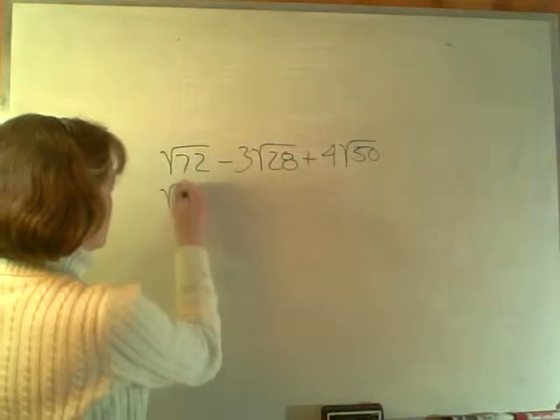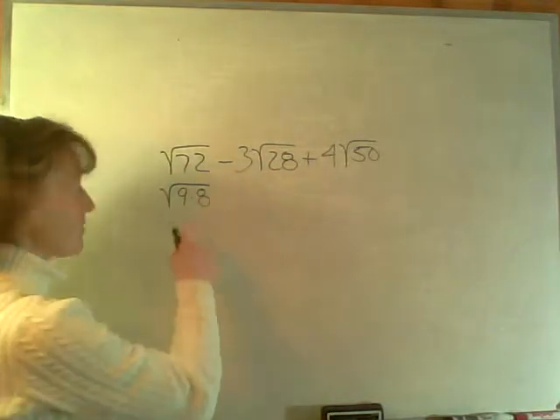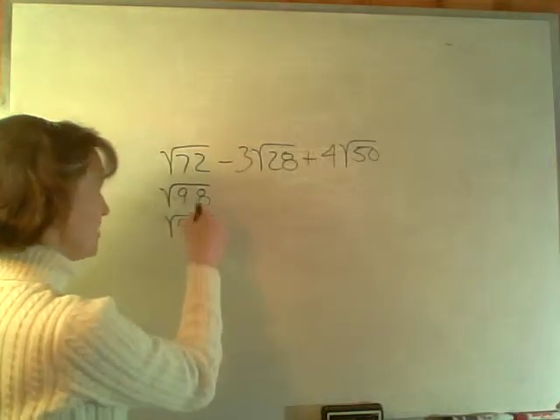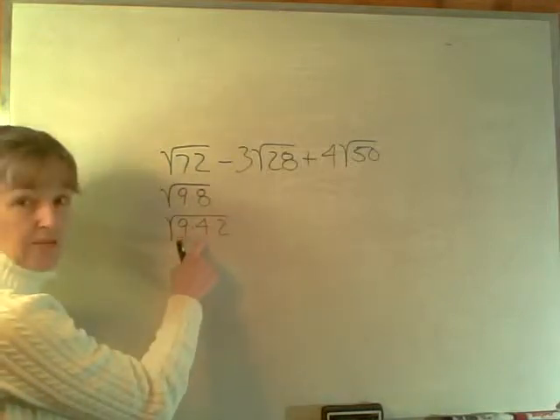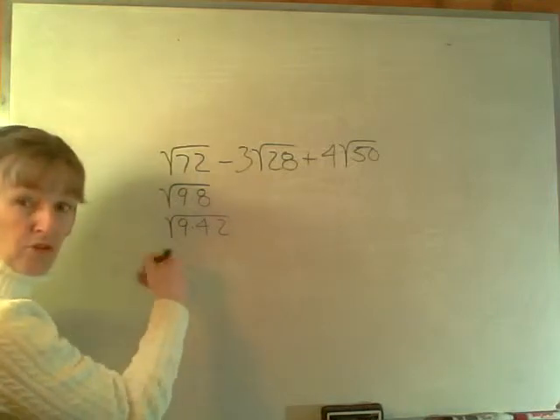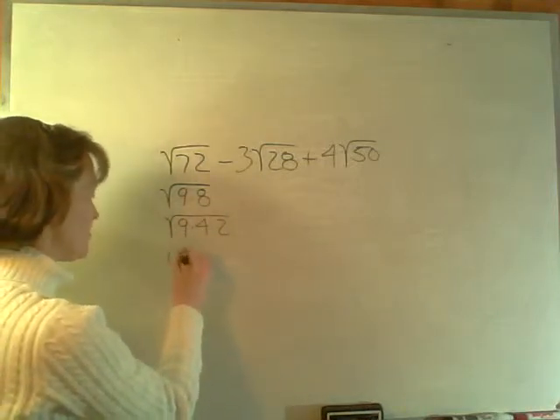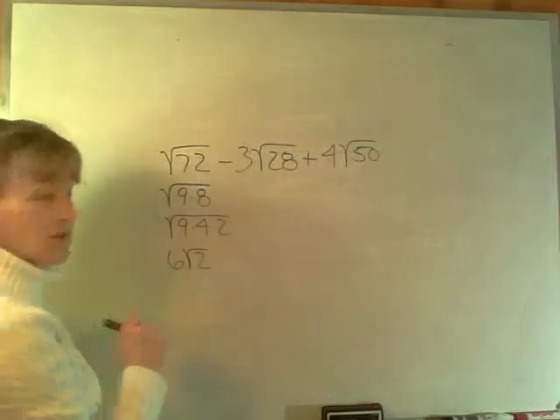The square root of 72 is the square root of 9 times 8. Well, I can take the square root of 9, and in fact, this is the square root of 9 times, and 8 is 4 times 2. So you see, I can take the square root of 9 and 4. The square root of 9 is 3, the square root of 4 is 2. Remember that you're multiplying, so 3 times 2 is 6. So I've got 6, and then the square root of 2 is left.